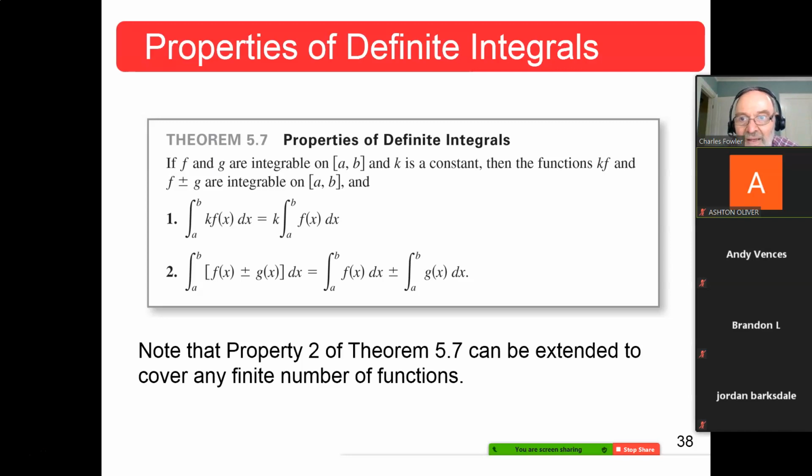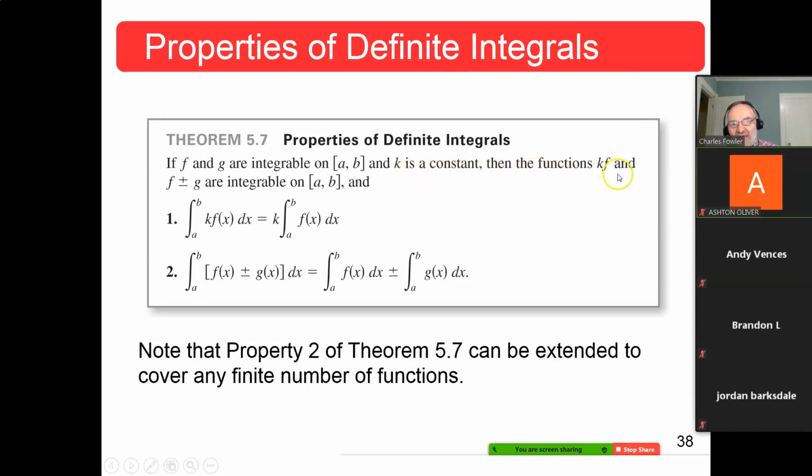I don't know. Here's theorem 5.7, more properties of definite integrals. Here's one. What if you have two functions, f and g? Both of these functions are integrable on this same interval from a to b. And k is a constant. It doesn't matter what it is, positive, negative, fraction, decimal, rational, irrational, it doesn't matter, just a constant.